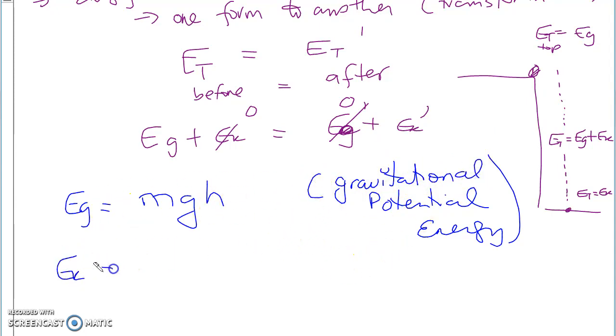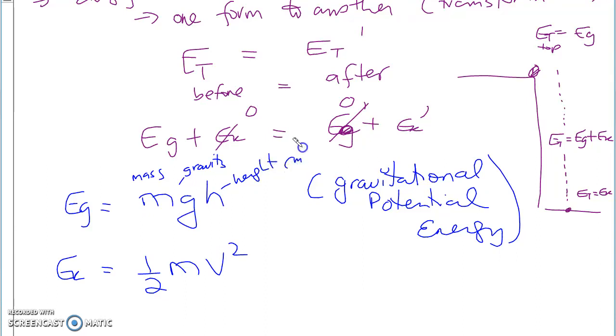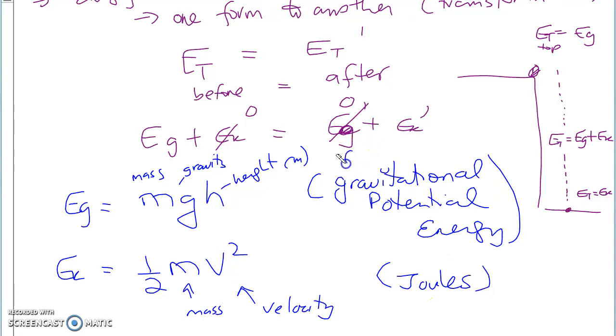Kinetic energy, of course, is Ek equals half mv squared. m is your mass, g is gravity, gravitational attraction, h is height in meters. Here, of course, m is mass, and v is your velocity. Of course, all of this is measured in joules.